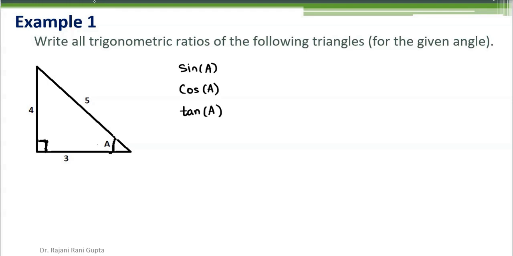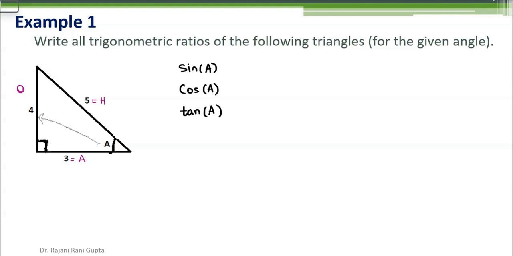First of all, to find the sine, cos and tan, what do we need to know? We need to know which side is the opposite side. If this is the angle A, the side which is facing this angle is called the opposite side, which we denote by O. Then the longest side is the hypotenuse, so this is your H. And the remaining side is the adjacent side.